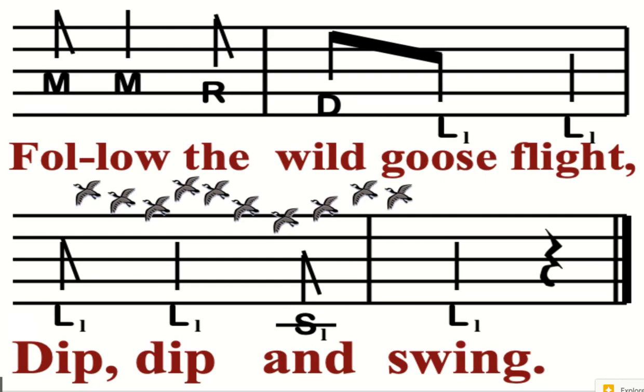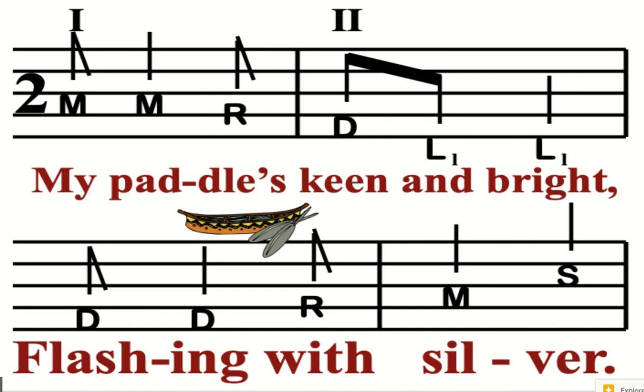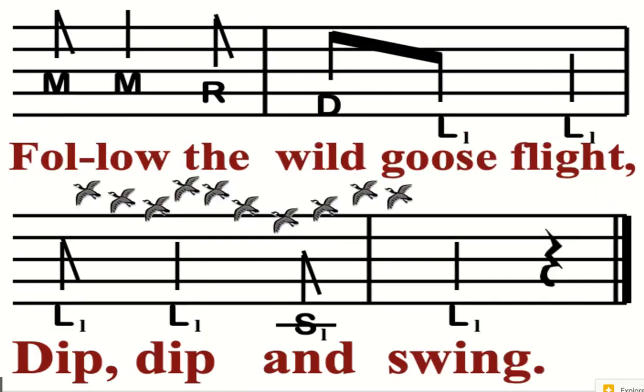Okay, now we're going to put the words. So the words are: my paddles keen and bright. Let's say that together. My paddles keen and bright, flashing with silver. Say that, flashing with silver. Look at the next page. Follow the wild goose flight. Now you, follow the wild goose flight.